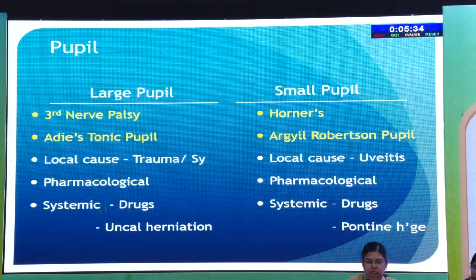So for a large pupil, think of a third nerve palsy, Adie's pupil, or obviously it can be a local cause, say post-surgery, post-trauma, and obviously think of pharmacological and systemic causes. For a small pupil, you are mainly thinking of Horner's pupil, Argyll-Robertson pupil. It can be a local cause like uveitis.